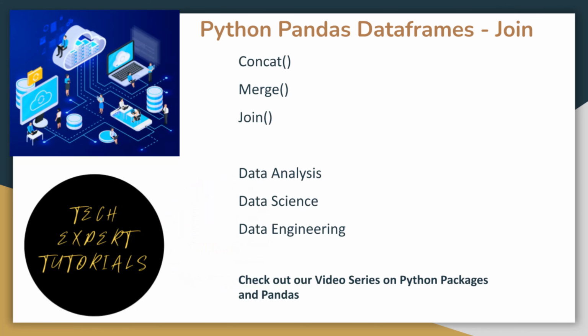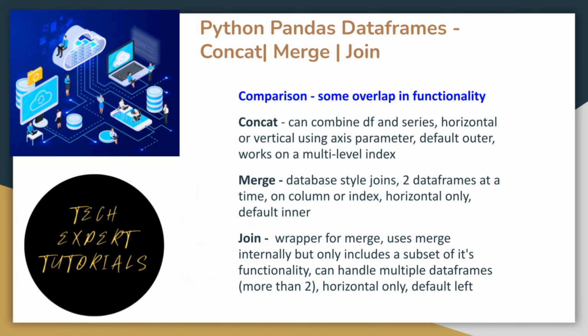In this video, we will teach you the basics on how to use the Pandas Concat, merge, and join functions. These functions are widely used in data analysis, data science, AI, and data engineering projects. Here is a summary of the comparison between these three functions. Deciding which one to use depends on your situation. For example, Concat can join horizontally or vertically, and join can merge three or more data frames.